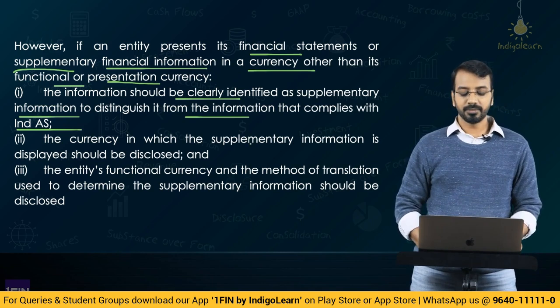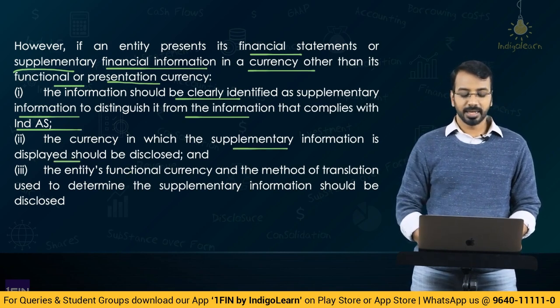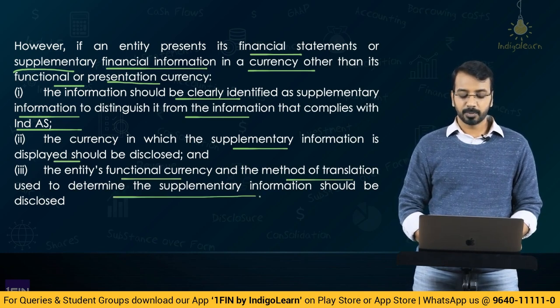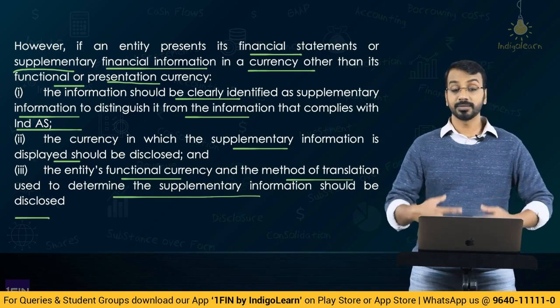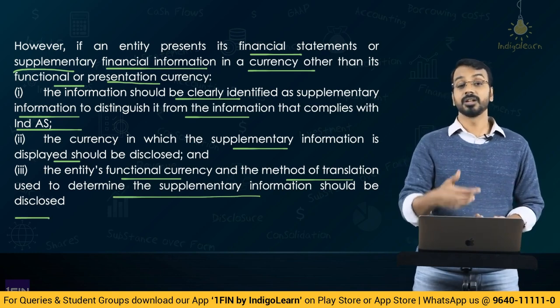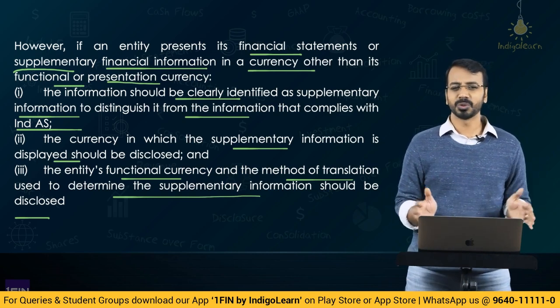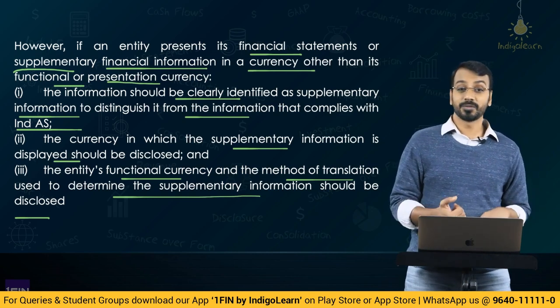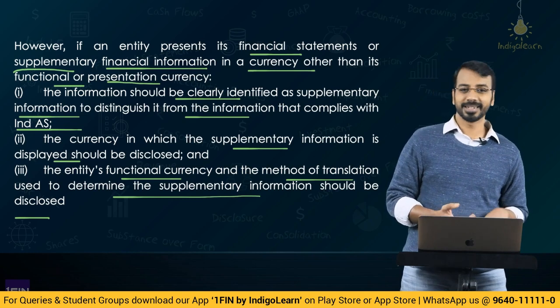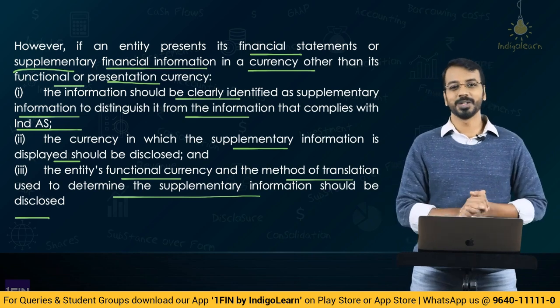Then, the currency in which the supplementary information is displayed should be disclosed. That is obvious. And the entity's functional currency and the method of translation used to determine the supplementary information should be disclosed. So, if you are giving some supplementary information, the additional disclosures are also required. As I told you, pretty simple and straightforward disclosures, not complicated like Ind AS 116 or Ind AS 115 or Ind AS 19, pretty simple and straightforward.